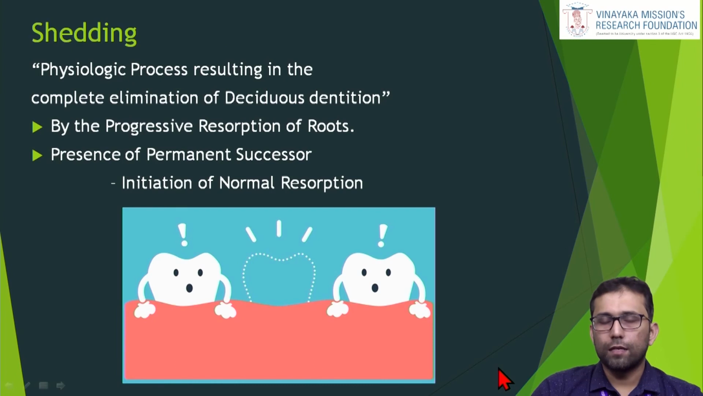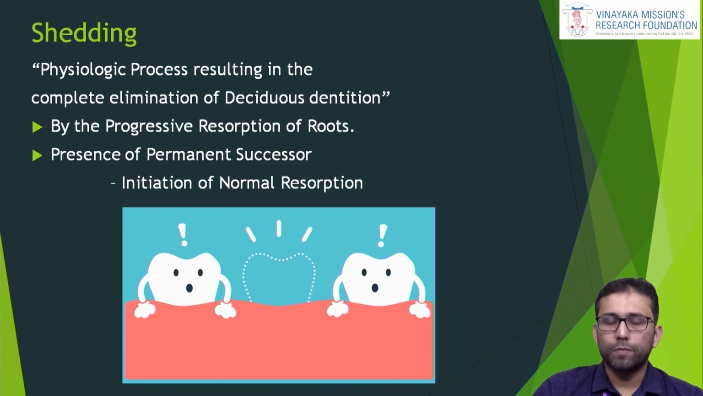Now coming to the next part of this lecture, that is shedding. Shedding is the exfoliation or the removal of the deciduous tooth from the socket so that it will provide the space for the permanent successor to come. It can be defined as a physiological process that results in the complete elimination of the deciduous dentition within the age group. It is done by a few processes, by the progressive resorption of the root. For example, if there is a normal resorption of the roots of the deciduous tooth, this will result in the mobility of the tooth, and there is a normal shedding of the tooth.